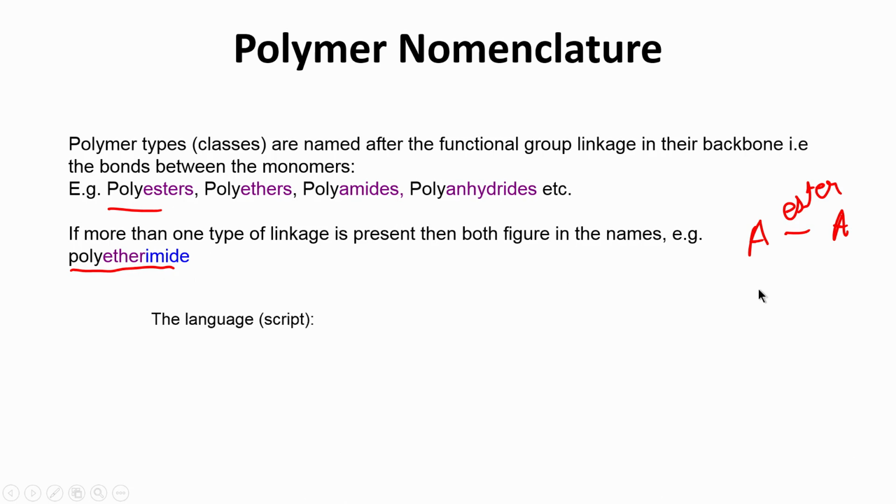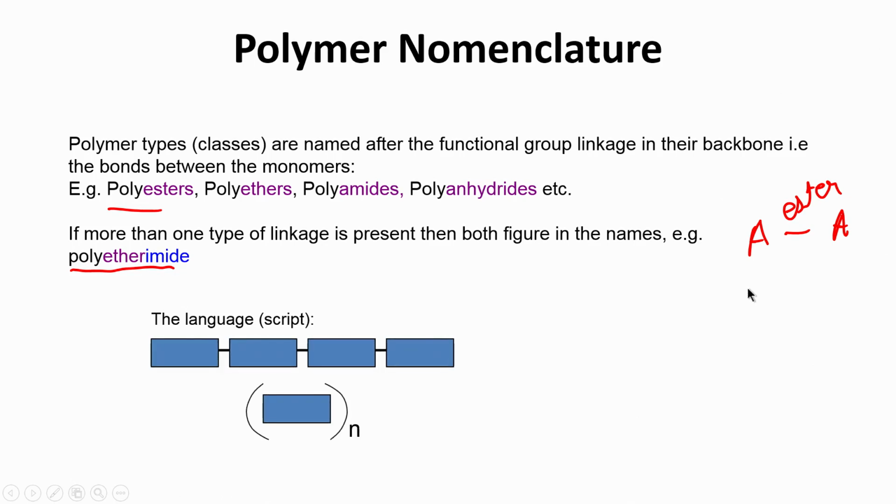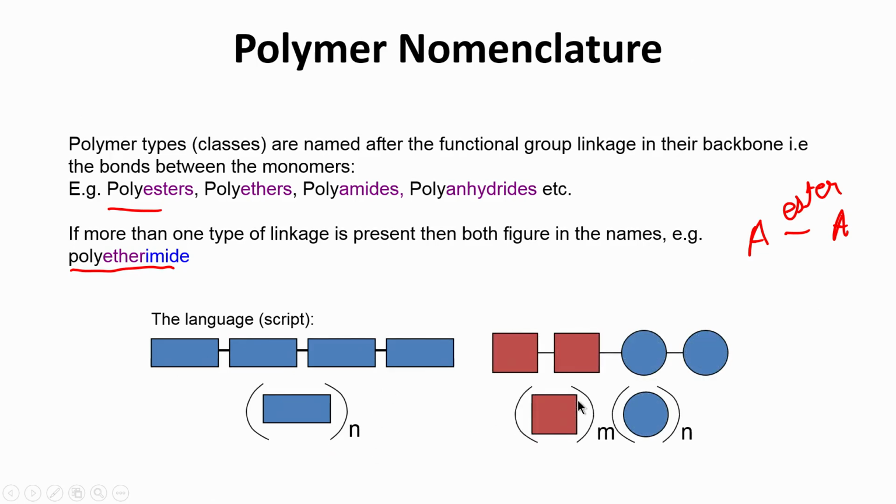And just a quick note on the language that is being used. Typically, if you have let us say n monomers combined to form a polymer, it is typically written as monomer times n, or you can have block copolymers in this case. So, you have m units of monomer 1 and then n units of monomer 2. So, they might be written as monomer 1 m and monomer 2 n.